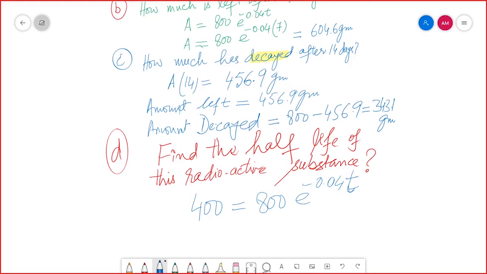So it is 17.3 days. Yeah, so it means the T is 17.3 days. Very nice. We understand that.